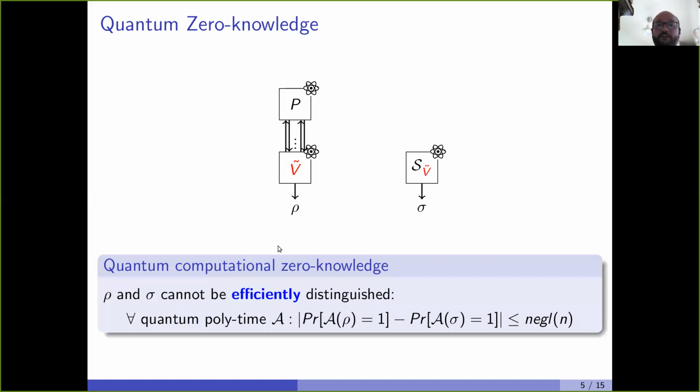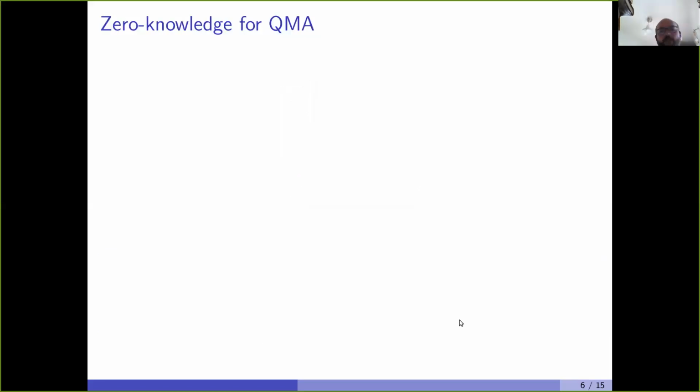And we say that this protocol is computational zero knowledge if these two quantum states, rho and sigma, cannot be efficiently distinguished. Or more formally, we say that the protocol is zero knowledge if for any quantum polynomial time distinguisher, or algorithm A, it should behave almost the same if it was given as input the quantum state rho or the quantum state sigma.